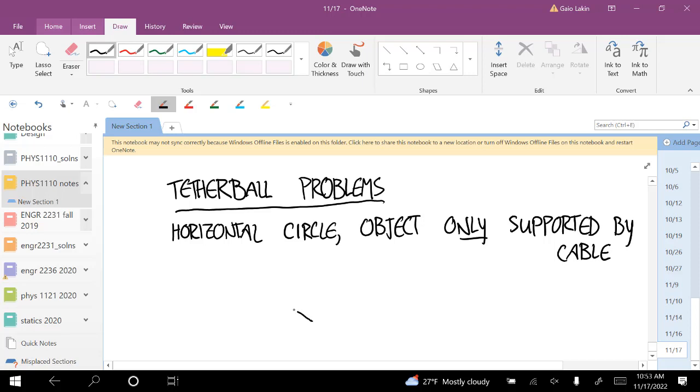Okay, so you could also have problems where there's a cable and the thing's rolling around a table or something. That's different because there's that second force that would be the pushing force from the ground or the table. So the only support for these kind of problems, this is the approach if the only support is a cable.